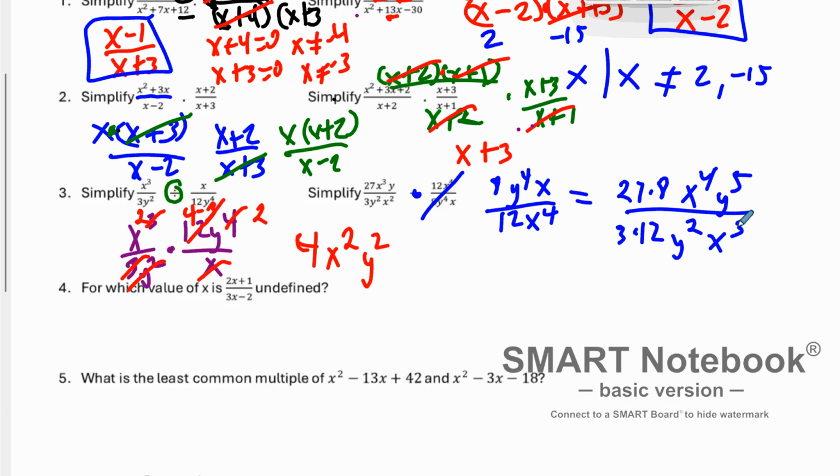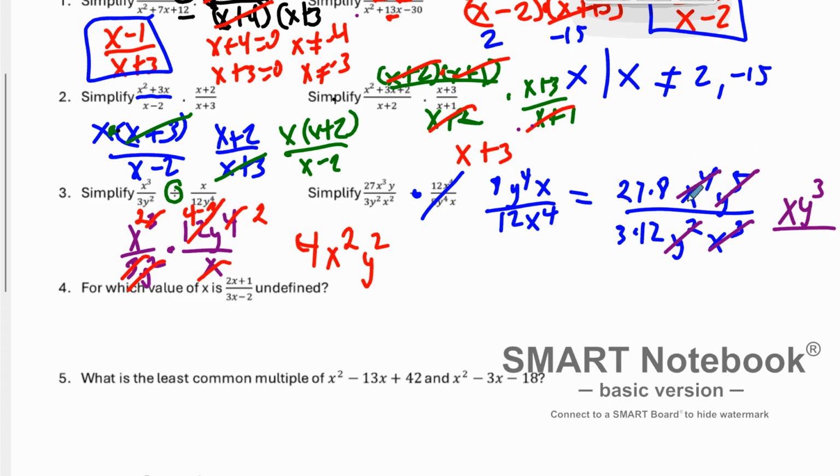And now I can go ahead and cancel on top and bottom. So you can either cross cancel, like number 3, or over here, you can multiply it straight across, right? So my y's, I have 5 y's. I'm going to cancel them with 2 down here, so that means I have y cubed on top. And then on bottom, I have an x cubed and x to the fourth, so I'm left with one x on top.